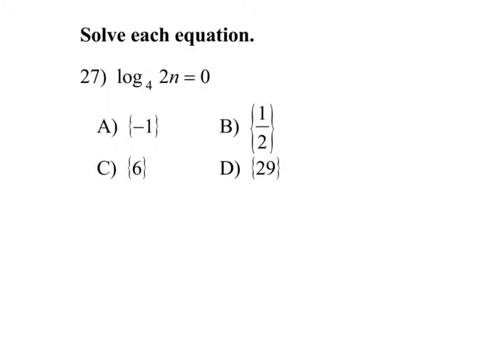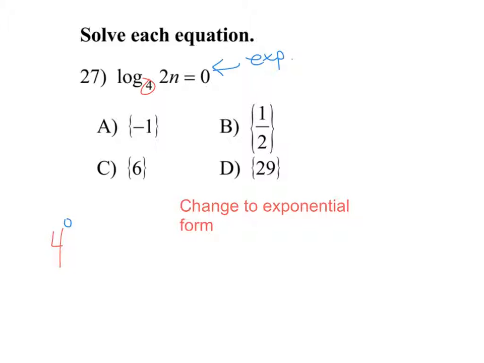And one way that we can solve it is to change this to exponential form. So I see that our base is 4, so that's going to mean my base on the exponential equation is 4. And over here we have 0, that's going to be my exponent because doing the log gives me the exponent. And then that's going to be equal to whatever the argument of the log was, so 2n. Now at that point we need some properties of exponents. Anything to the 0 power is 1. So I have 1 equals 2n.